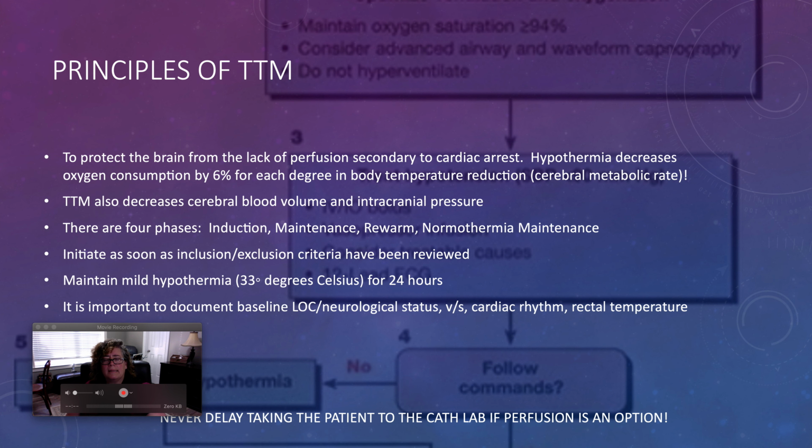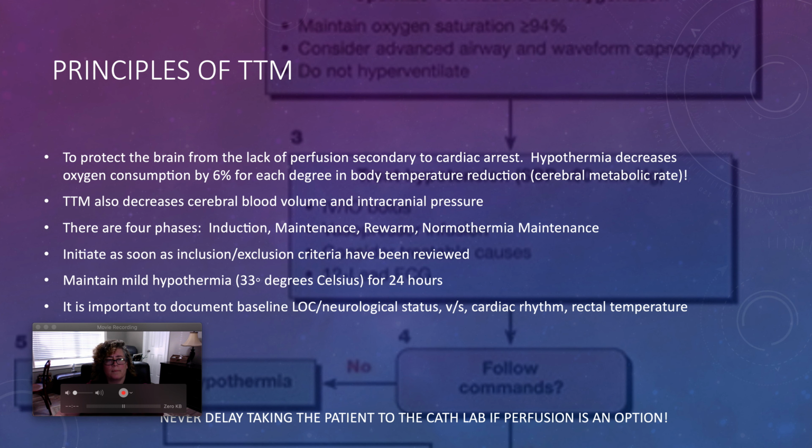There are 4 phases, but for today, we're just going to briefly talk about the beginning of the induction phase. We want to initiate TTM as soon as the inclusion and exclusion criteria have been reviewed, and then maintain the mild hypothermia at 33 degrees Celsius for 24 hours. I'm not going to talk so much about that today, but that's the basic principle behind it. It is important that we document baseline level of consciousness as well as the neurological status of the patient, vital signs, cardiac rhythm, and a rectal temp. And of course, never delay getting the patient to the cath lab if reperfusion is an option.